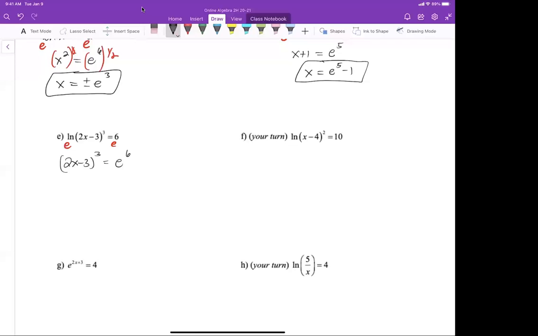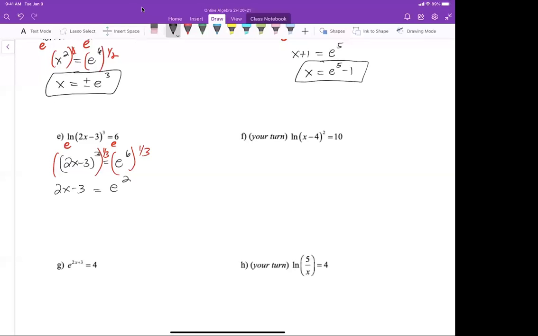How do I undo the cubed? I can take the cube root, and that's the same as raising that expression to the 1/3 power. So 1/3, okay? So I get 2x minus 3. 1/3 times 3 is 1, so that's what I'm left with. And I get e to the 6 over 3, which is 2. So I get e squared.